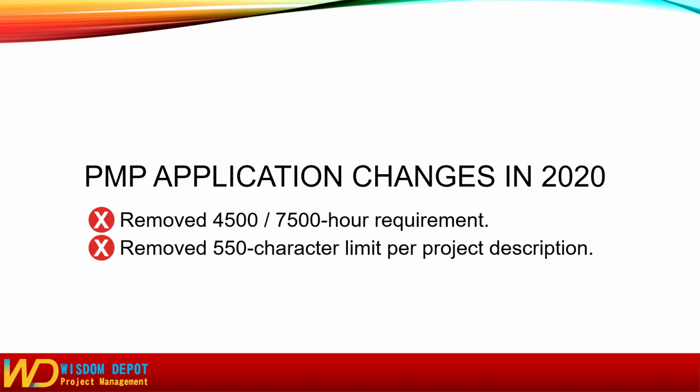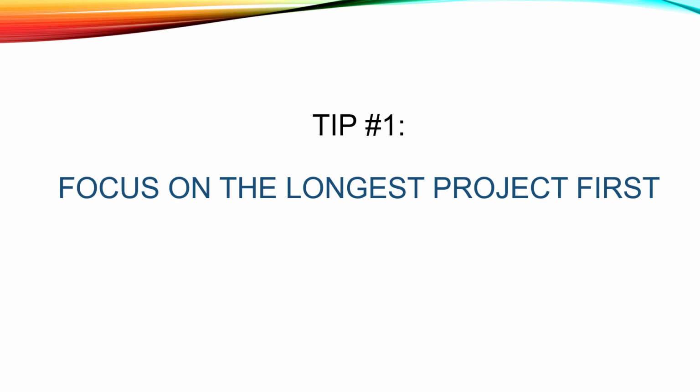The second change is that PMI also removed the 550 character limit per project description. Those 550 characters include spaces and punctuation, so it could be a struggle for some candidates trying to write a long project description. The new format, which I have seen from other candidates, is typically between 200 to 400 words per project description. With that in mind, let's dive into our first PMP application tip.